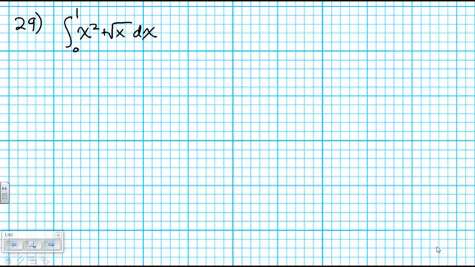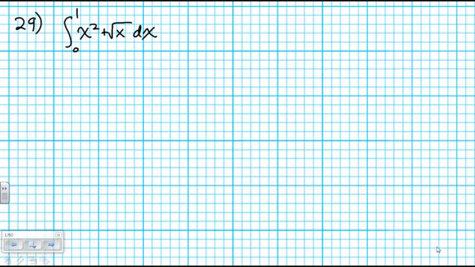Problem number 29 from section 5.4. We're going to use fundamental theorem of calculus part 2 on this one. Why do I know that I'm using part 2? Because you have a definite integral, and on my limits of integration, they are both constants.